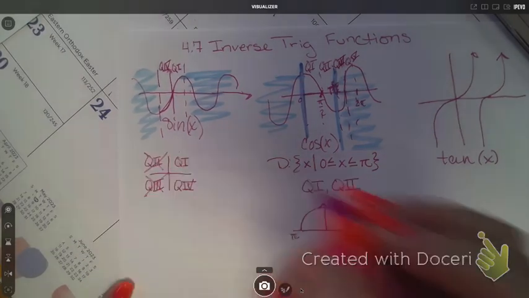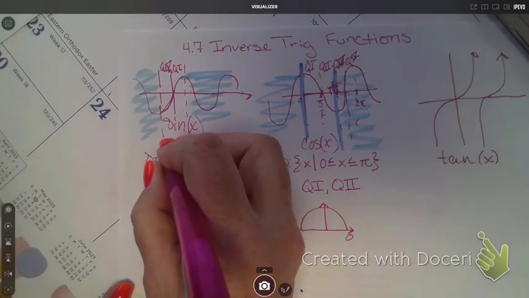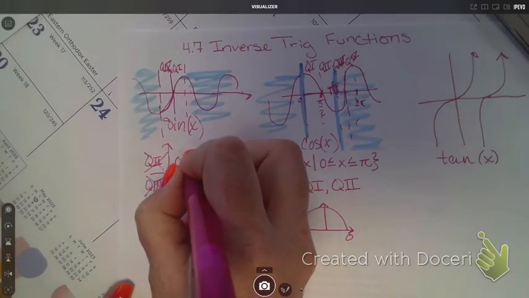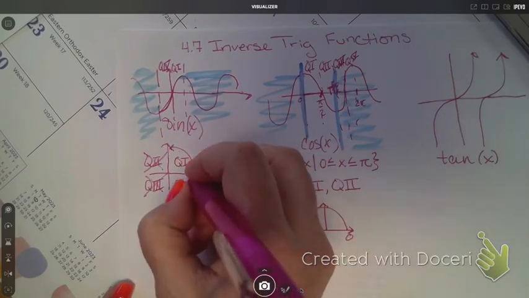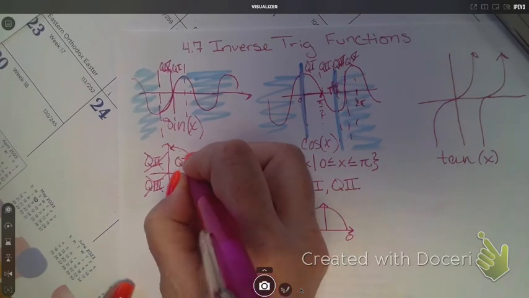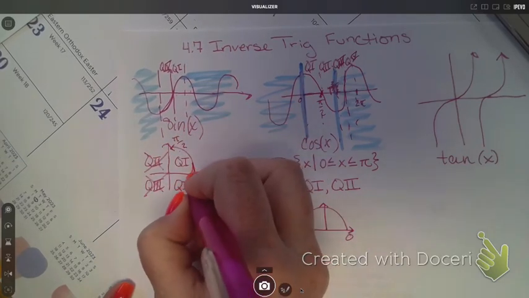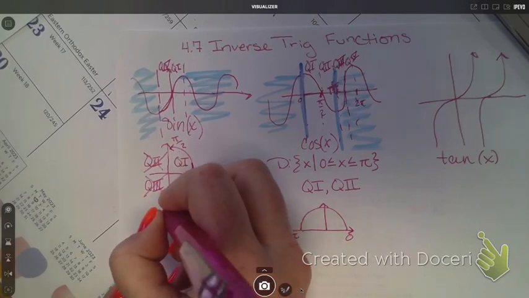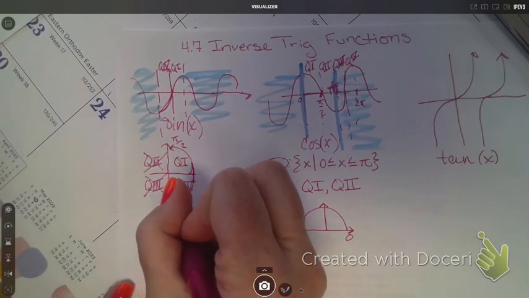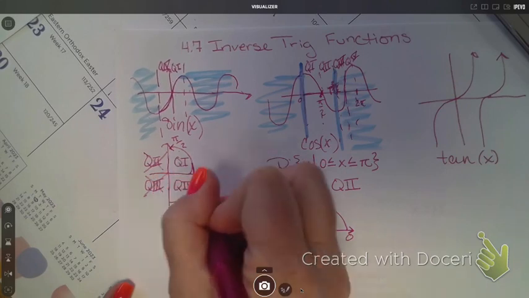And quadrant 2 and 3 is gone. So the only thing I can do is go up to where? Radians. Only graph in radians. Pi over 2. And down. I went down, so that's a negative angle, yes? Negative what? Pi over 2.